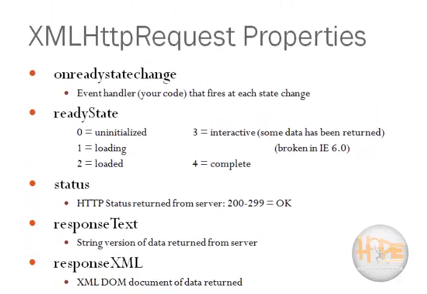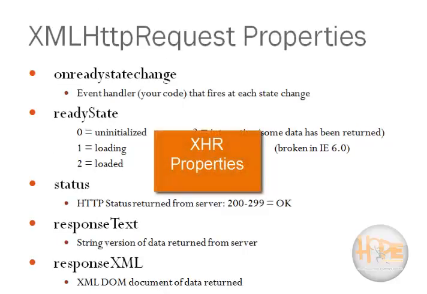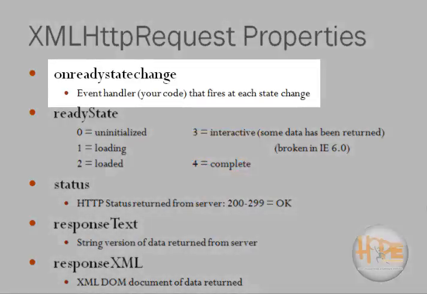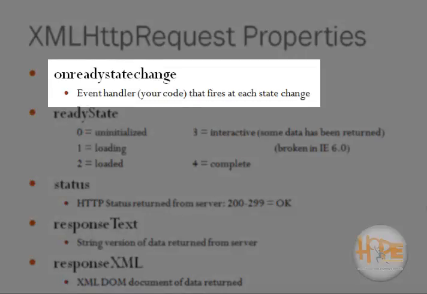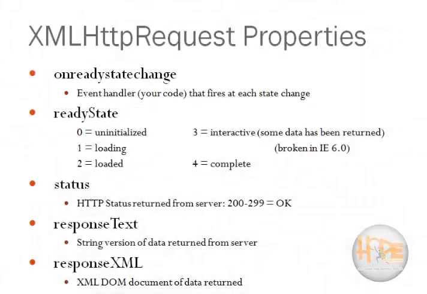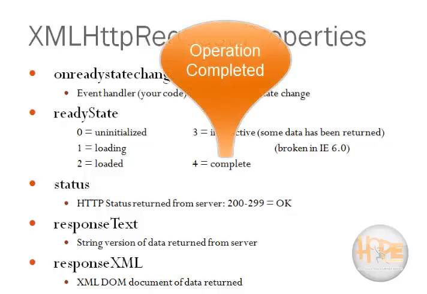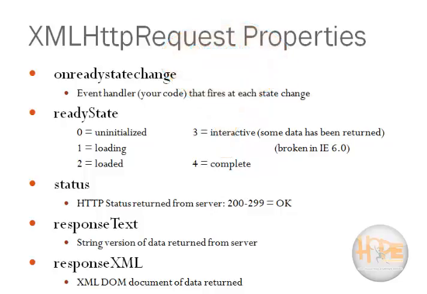Now the properties of XML HTTP request object. The first is onreadystatechange. It is the event handler that fires at each state change. The ready states have 5 codes. First is 0, which states that it is uninitialized. The second is that it is loading. Another is the data is being loaded. Fourth one is the data is being returned, and the last one is the response is complete.